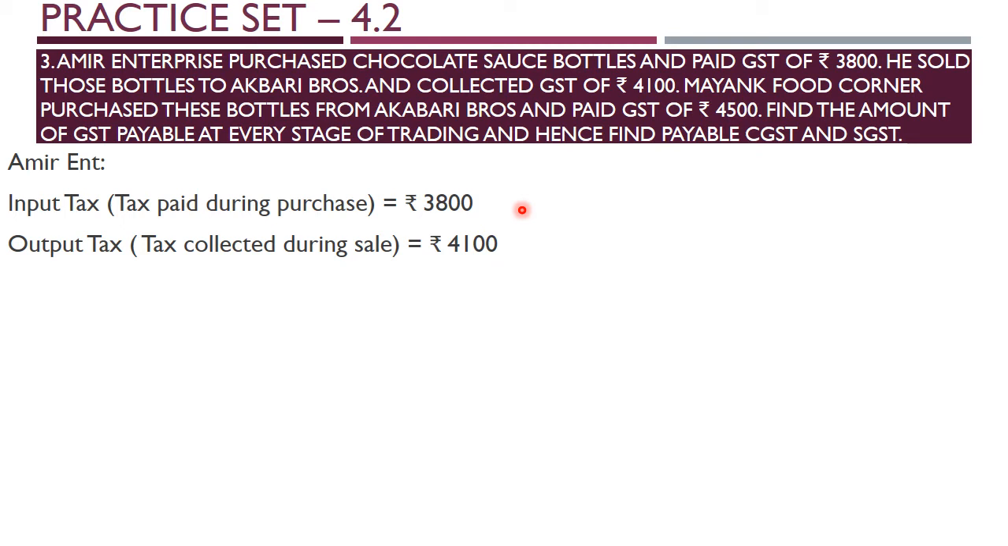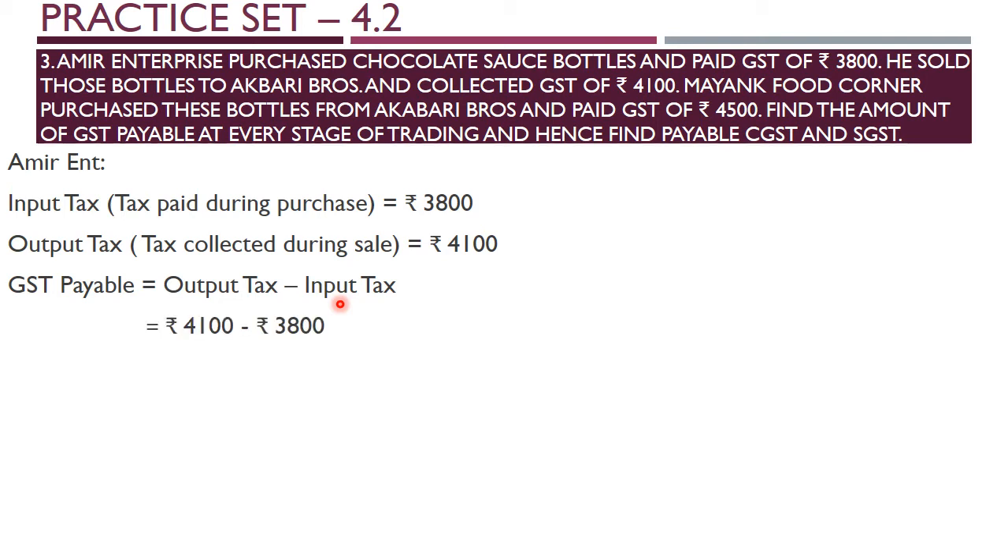Now with this, since we got these two things, we can find the GST payable by Amir Enterprise. Applying the formula, GST payable is equal to output tax minus input tax or input tax credit, and that will be rupees 4,100 minus 3,800, which is rupees 300. So GST payable by Amir Enterprise is rupees 300. Now GST payable is 300, then central GST and state GST will be 150 each, because half will go to central government and half goes to state government.